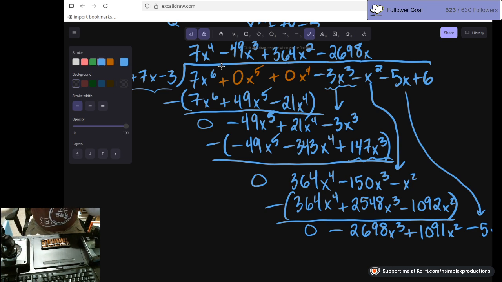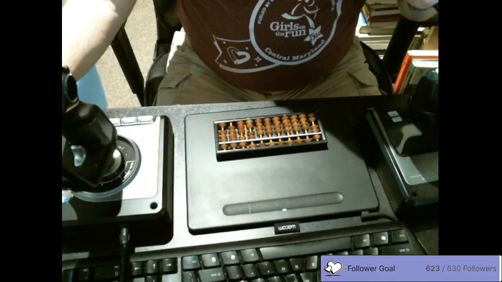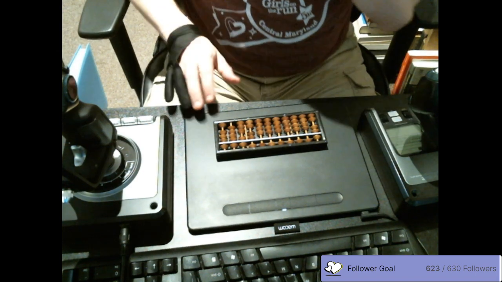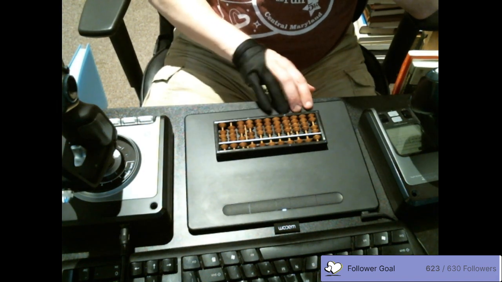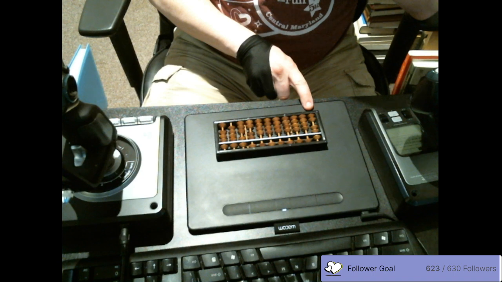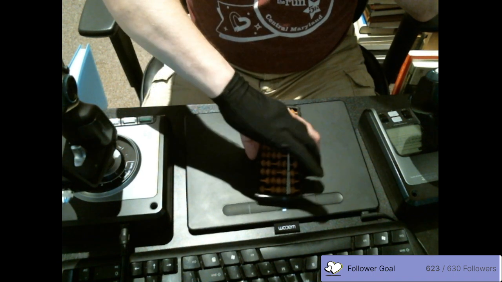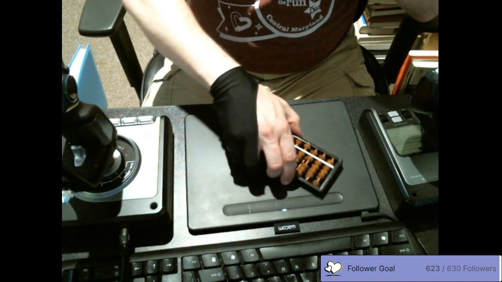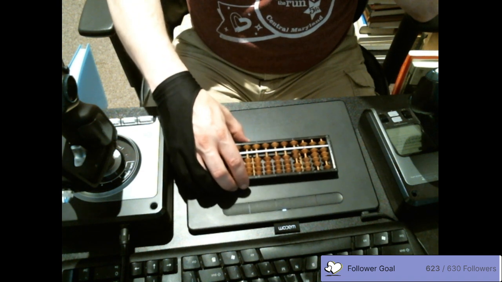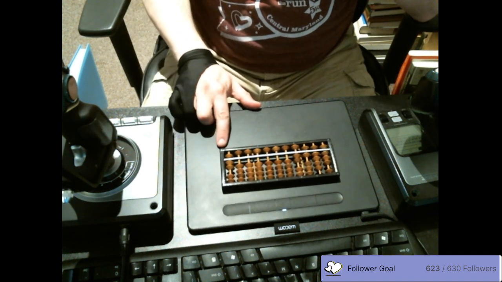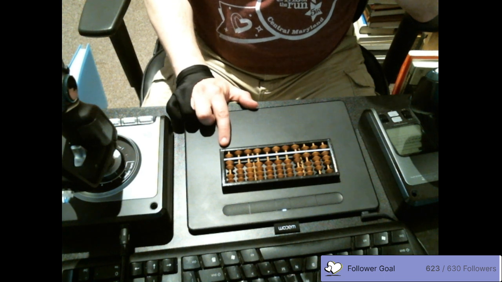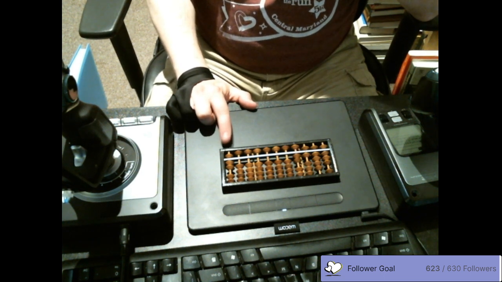Okay, so the way I have this set up is that you start all the way on one side, and let's carefully not shift these too badly. You start with the number you're multiplying by. In this case, I've got 7.